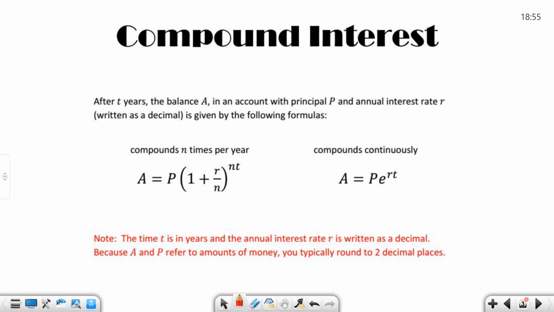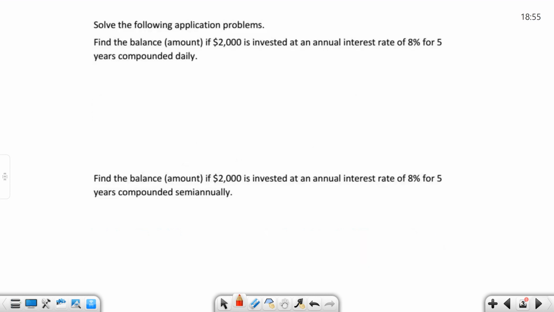Note the time T is in years. You might be given months. What if it says 6 months? That's 0.5, or 1/2 year. So don't put 6 in there. If you're given 18 months, that's 1.5 years. T is in years. And the annual interest rate, R, is written as a decimal. If you're told 5%, you move it over 2 places: 0.05. A and P refer to amounts of money, so unless you're told otherwise, you typically round those to 2 decimal places. For purposes of this video, that's what we're going to do.